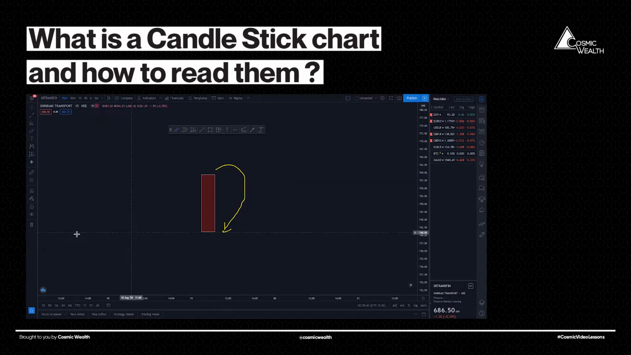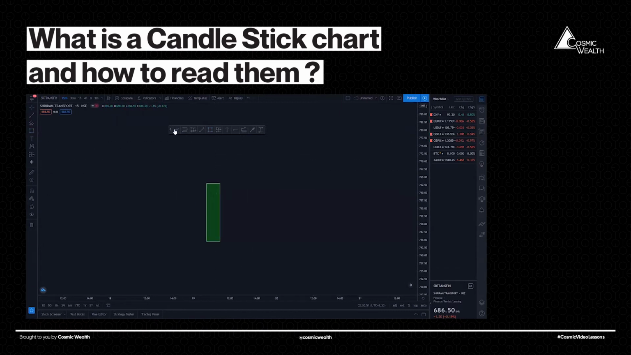Now, same case, let's take a green colored candle. If you see a candle like this, what can you understand? It opened here. Buyers started pushing it all the way up till here. So it opened here, closed here. This is the open, this is the close. So who is dominating? Buyers, right? So this is a complete buyer dominated candle.